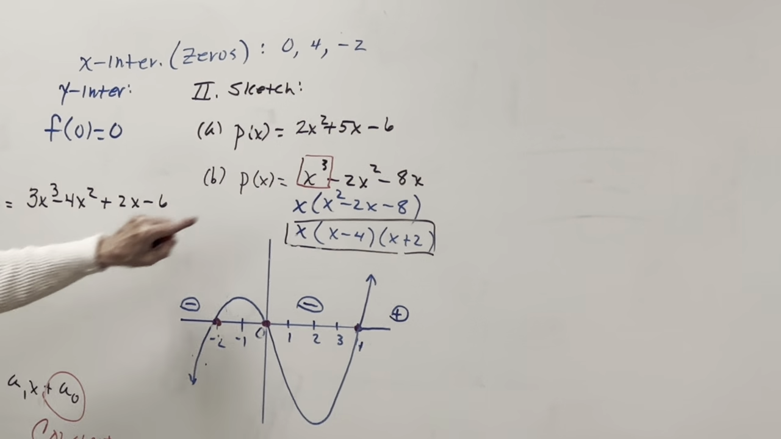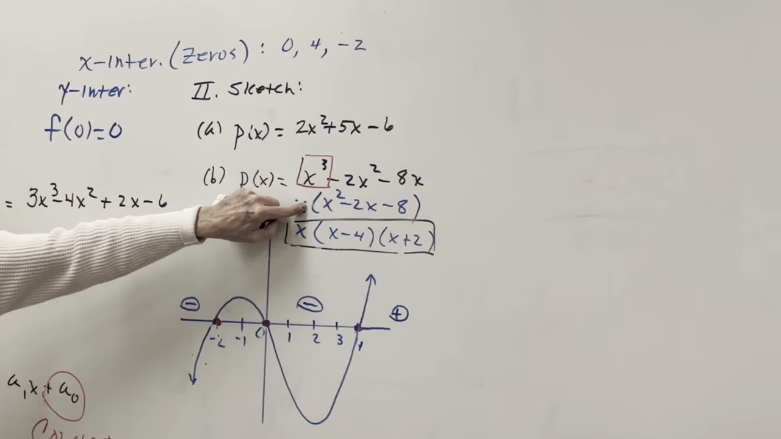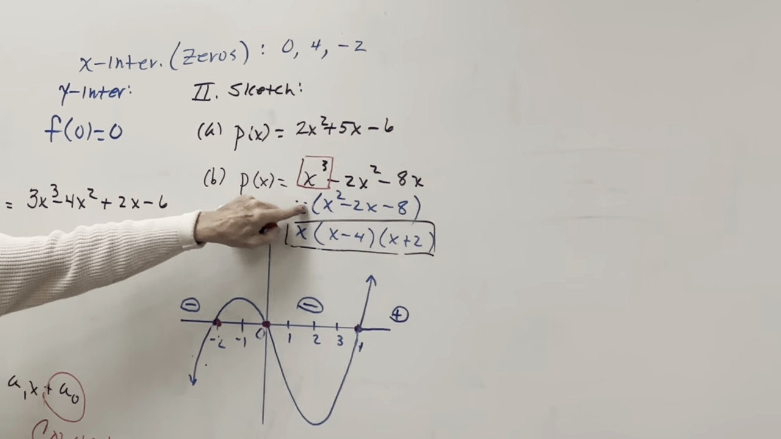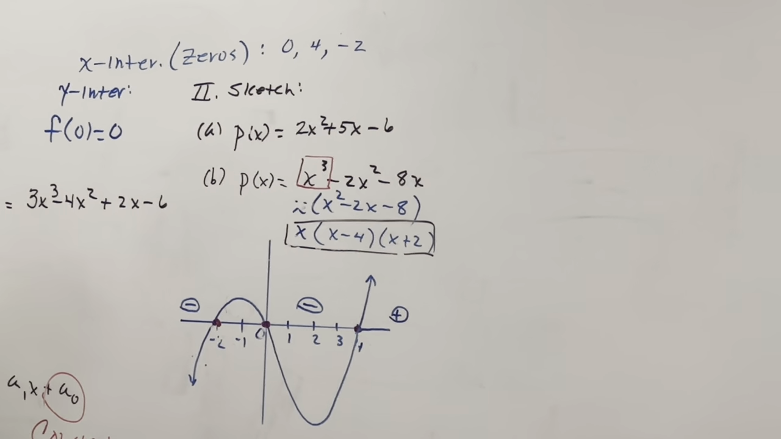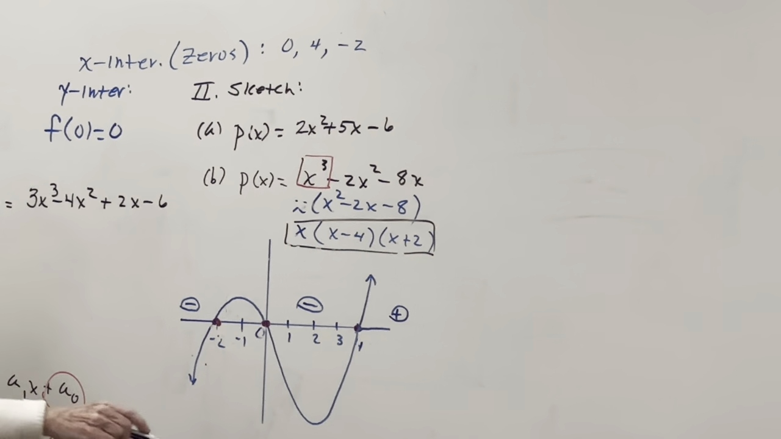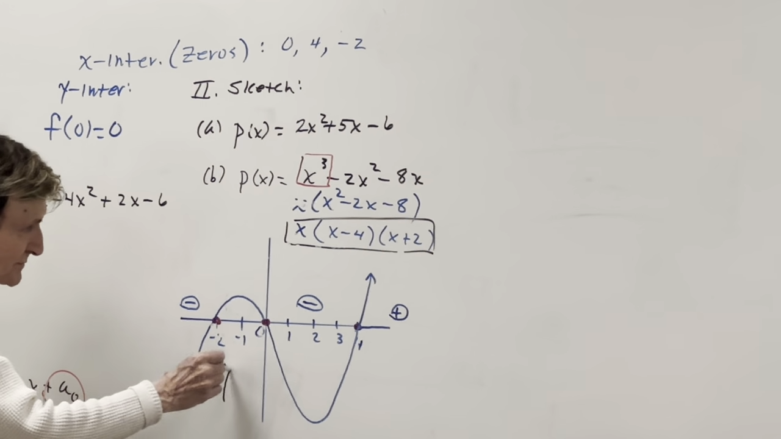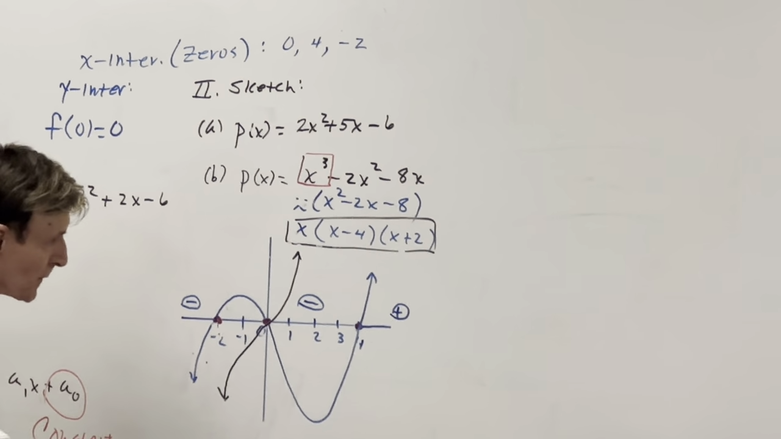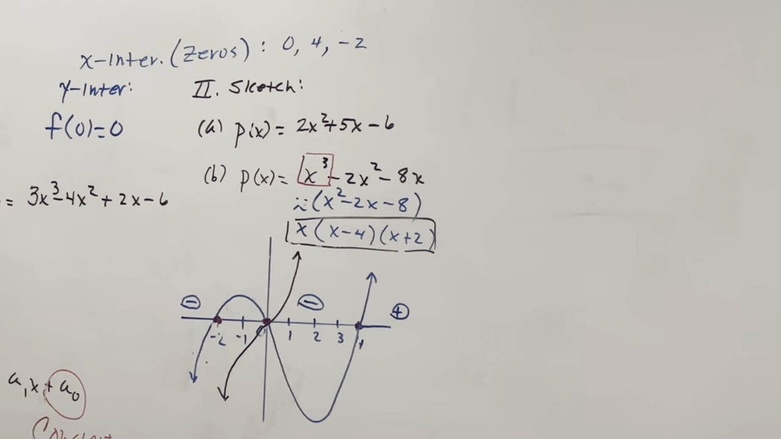Guys, this is one of your parent graphs. It was on a handout I gave you. Does anyone recall what the basic x cubed graph looked like? I'm putting it in blue here. I'm putting it in black. Did it look something like this? Roughly. Does it look something like that?